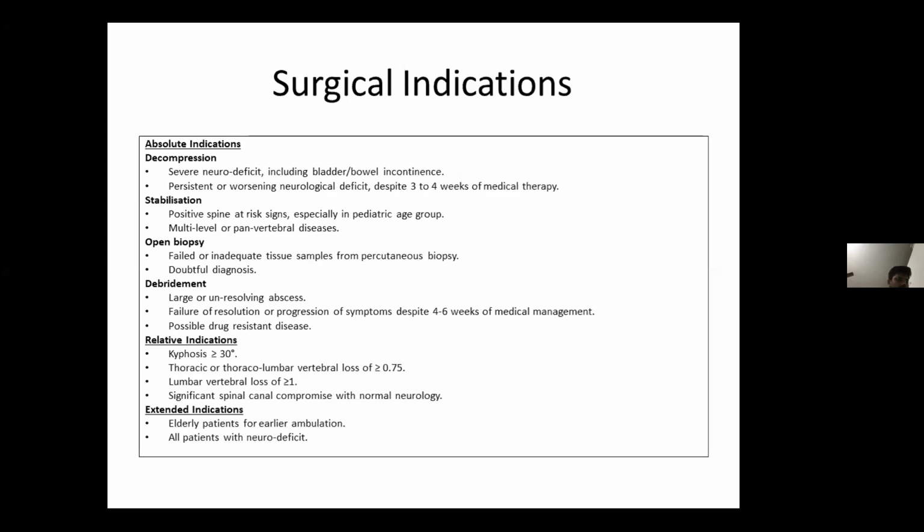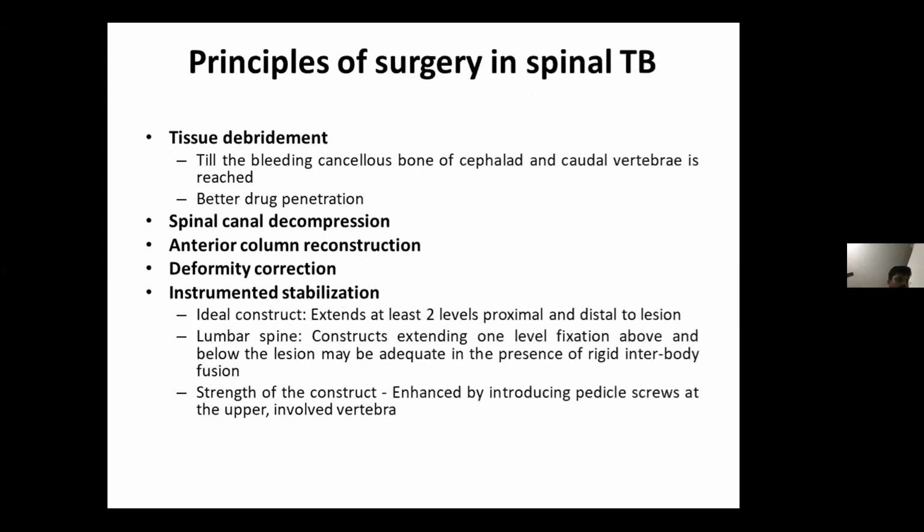However, the relative or extended indications include whenever we think there is a chance that there can be progressive deformity, or a patient who can potentially have a neurological deficit based on the imaging findings can be considered for surgery. And in elderly patients, again, there is a low threshold in our institution to opt for surgery if they are fit, because it helps with early ambulation and avoids a lot of other complications in patients who are requiring long-term medical management.